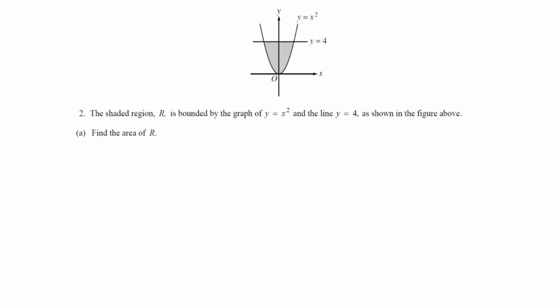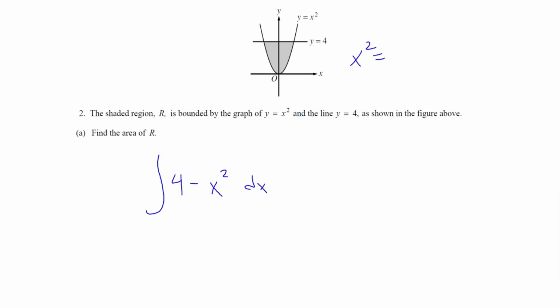All right, this is question number 2 from the 1999 AP Calculus AB exam. It's an area and volume FRQ, where we're first asked to find the area of region R that is bounded by y equals x squared and y equals 4. So we just need to do an integral of the upper function, which is 4, minus the lower function, which is x squared. And we do need to figure out where they intersect.